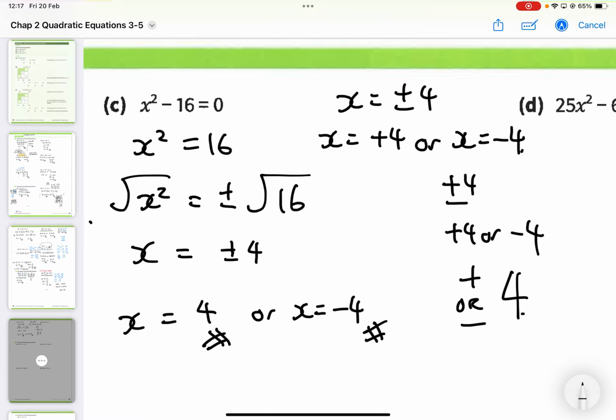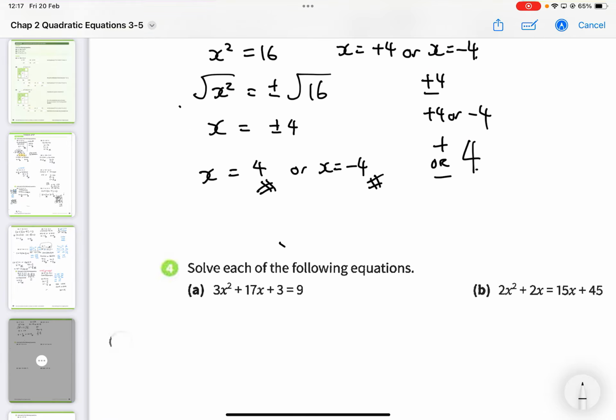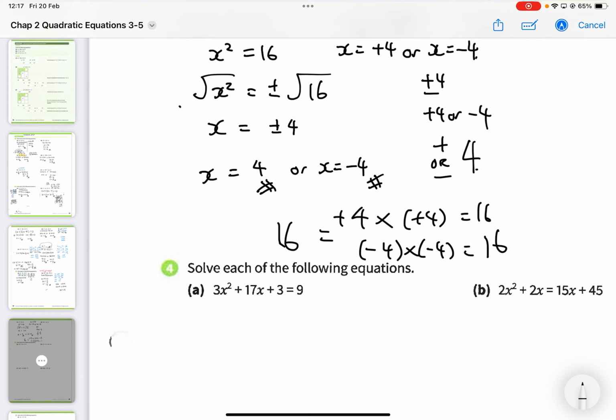Why we have this is because if I take square root, I want to find out what times itself becomes 16. 16 can be plus 4 times plus 4, it will give me 16. But 16 can also be negative 4 times negative 4, because negative times negative also gives me 16. So there are two possible answers when I take square root of 16. That's why there are two answers. So whenever I take square root, I must put this sign in front: plus or minus.